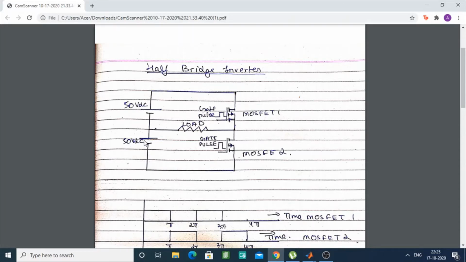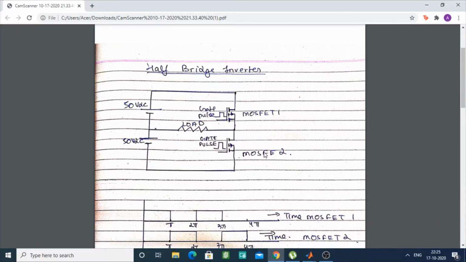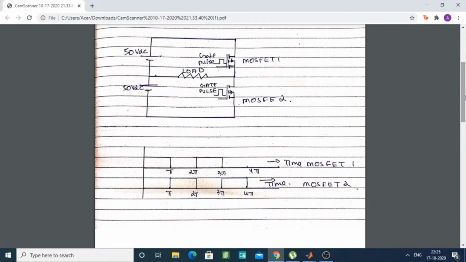Now gate pulses are given to the MOSFETs as shown in this figure. You can see that we have given gate pulse to the MOSFET number 1 as well as to the MOSFET number 2. Now, according to output frequency, on time and off time of MOSFET is decided and gate pulses are generated. We need 50 Hz AC power, so the time period of one cycle, which is 0 to 2 pi, is 20 milliseconds.